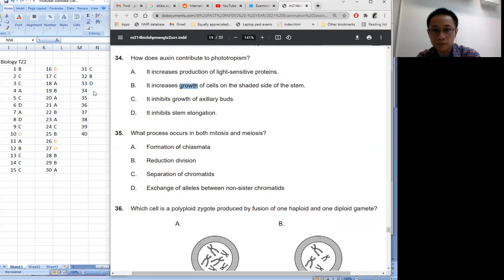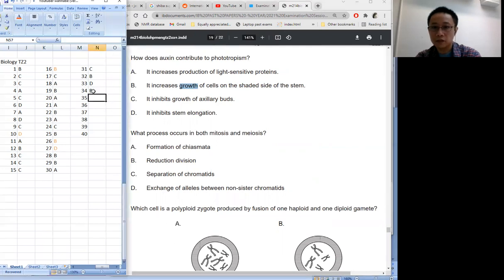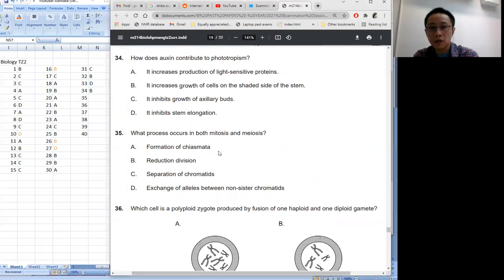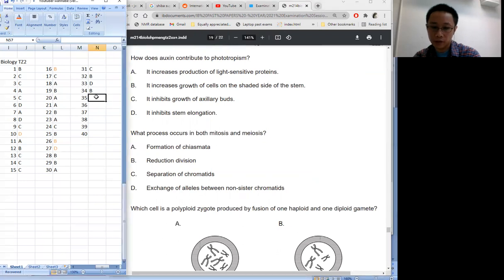So I just go for B, because C and D don't look too legit anyways. 35, okay, topic 10. What process occurs in both mitosis and meiosis? Chiasmata is only for meiosis, reduction division only for meiosis. Chromatids do separate in both, in mitosis and also meiosis too. D is only for meiosis. And I think this question also shows in paper 1, phrased in a different way.